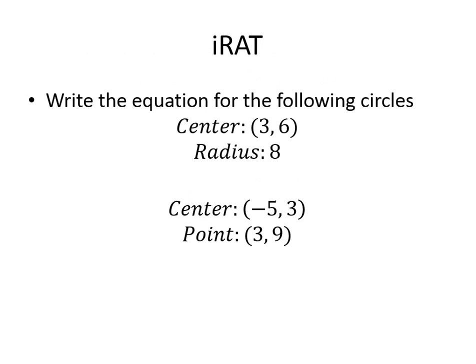All right, so your IRAT. For this one, you're going to have to write the equation for each of the following circles. So the first one, I give you the center and the radius. So then just plug it in and write out your equation. So x minus h squared plus y minus k squared is equal to r squared. And then the second one, I give you the point and the center. So you should be able to find the equations for both of these.